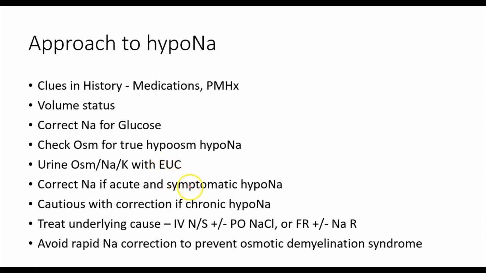If the hyponatremia is severe and symptomatic, it should be corrected, usually with hypertonic saline, in a monitored environment. And you should avoid rapid sodium correction to prevent osmotic demyelination syndrome, usually less than 9 millimoles per liter per day, which is particularly important in the setting of chronic hyponatremia.